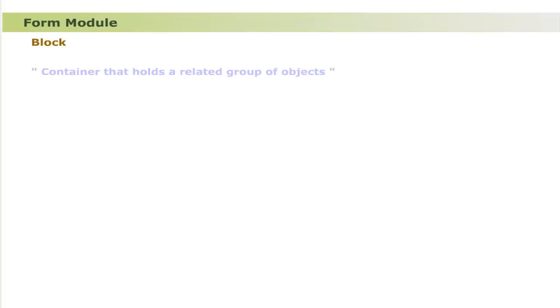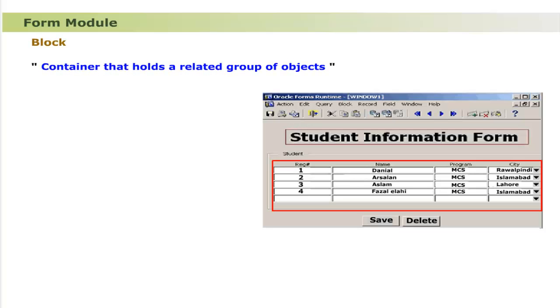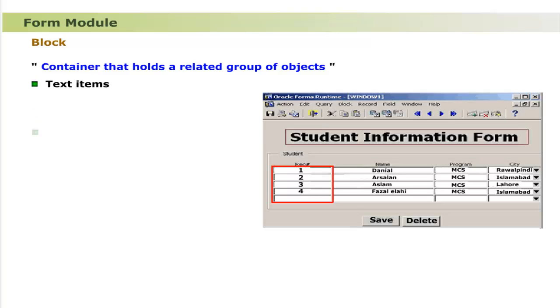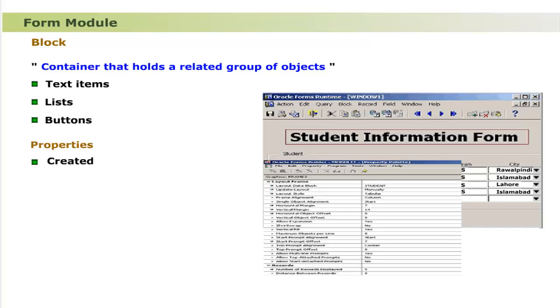Block. A block is a container that holds a related group of objects such as text items, lists, and buttons. Blocks do not have a physical representation. Rather, only the items contained in a block are visible in the application interface. However, like other objects, blocks have properties and can be created, copied, and modified.